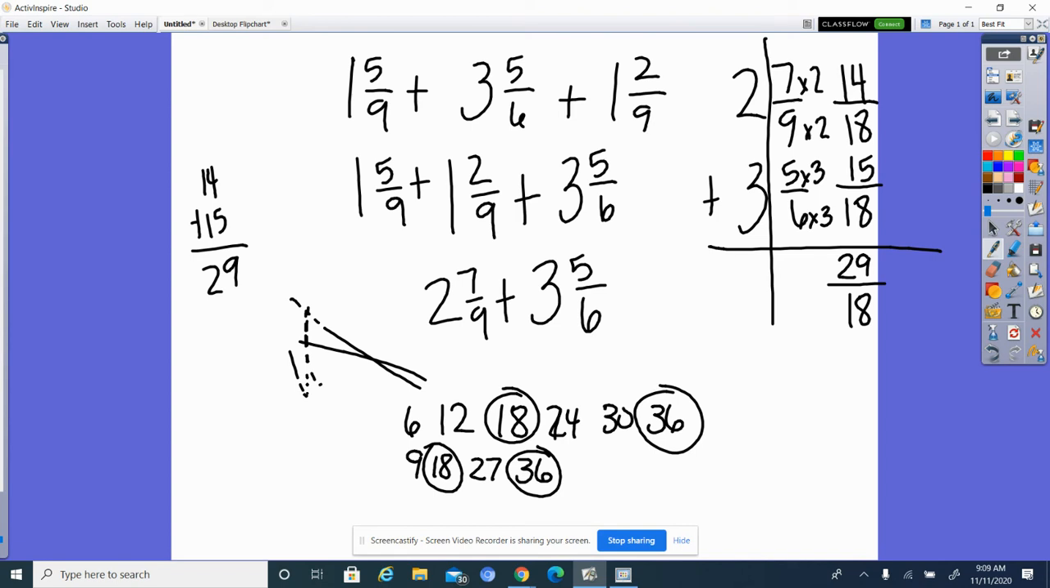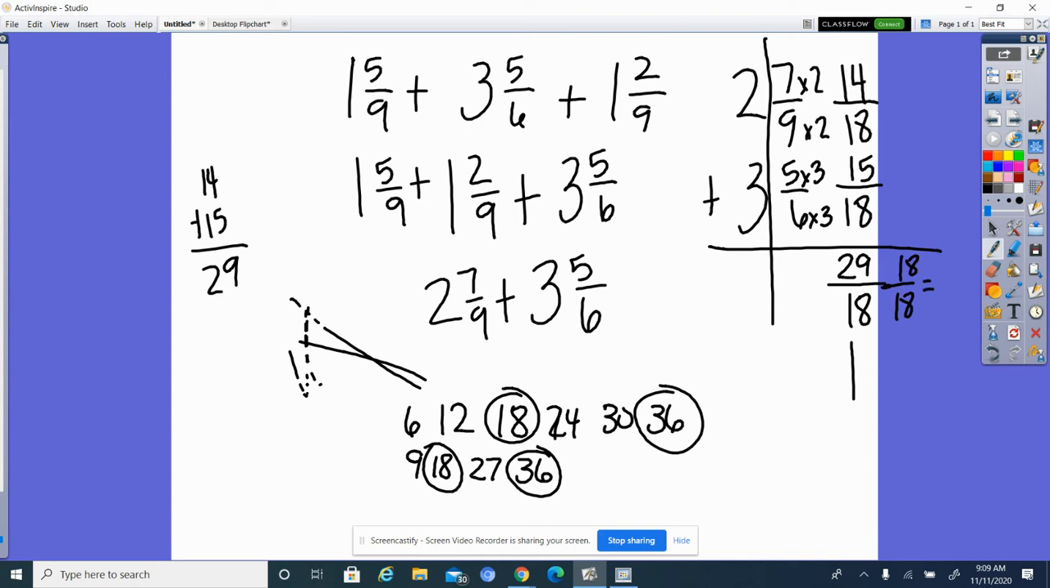Oh, he said there's only one that can be taken out. So this is a case where probably just taking out the whole is easier. If it was like 290/18, we would want to divide. Okay, if I take out one whole, what is one whole? 18/18. So what's 21 minus 18?